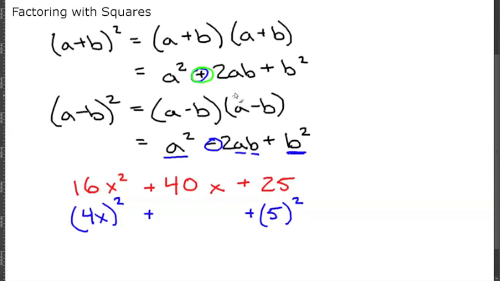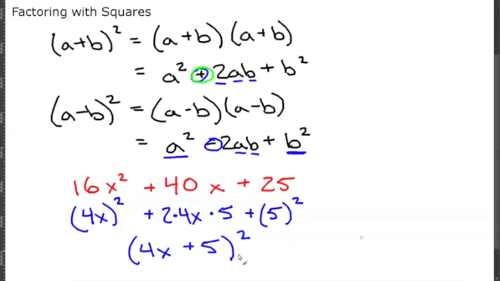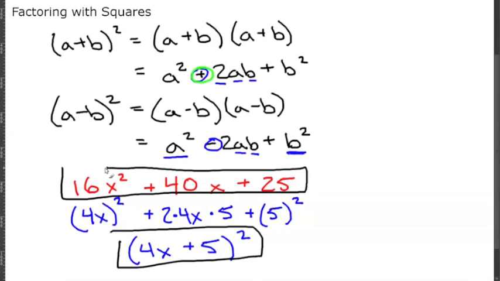Our middle term will be 2 times a times b. So 2 times a, which is 4x, times b, which is 5. Does that equal 40x? Yes, because 2 times 4x is 8x, and 8x times 5 is 40x. So factoring that, we would get (4x plus 5) squared. And that would be the factored form of our original polynomial.